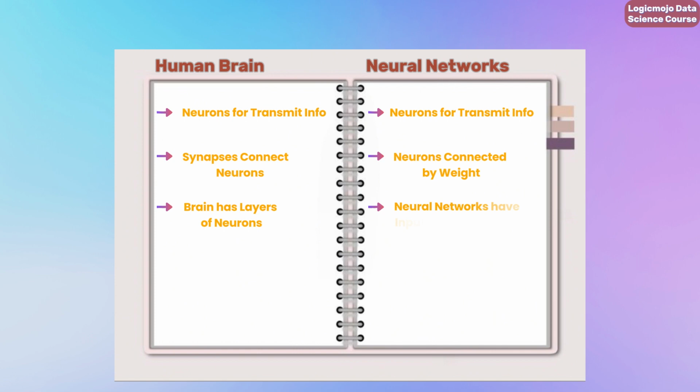Similarly, in the neural networks, we have similar layers like input layer, hidden layer, output layer. तो ब्रेन में भी बहुत सारे लेयर्स होते हैं न्यूरॉन्स का, और न्यूरल नेटवर्क्स में भी बहुत सारे लेयर्स होते हैं, जैसे इनपुट लेयर होता है, हिडन लेयर होता है, आउटपुट लेयर होता है.